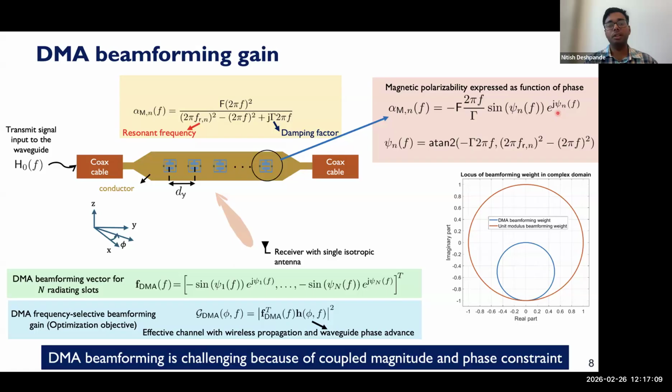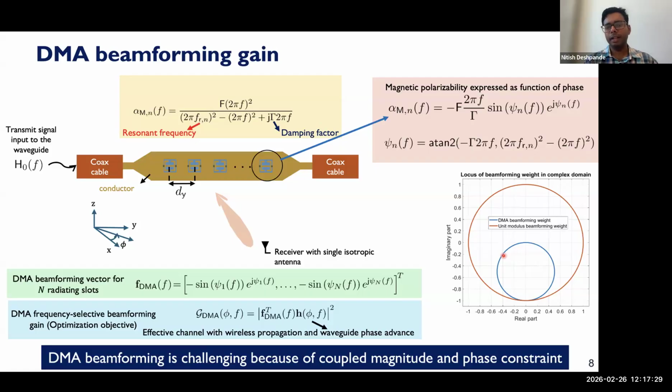This is unlike conventional analog beamforming, where you have a unit modulus constraint. In a phase shifter, we get uniform magnitude but different phases, whereas in a DMA, this blue curve shows that there is coupling between the magnitude and the phase. So this complicates the beamforming optimization problem.